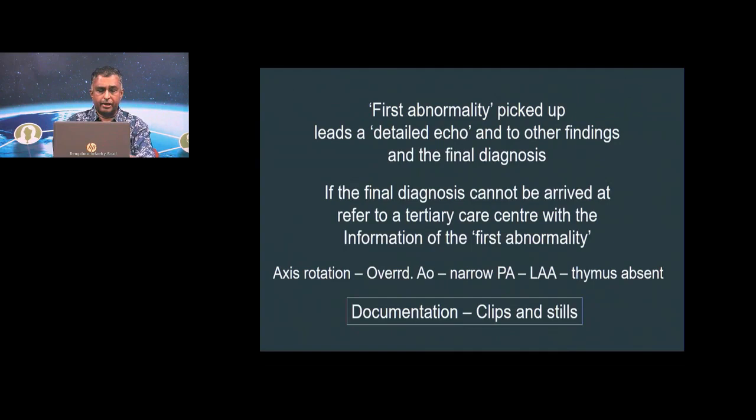An example is an axis rotation. You recognize an overriding artery, then you go to the pulmonary artery, you find the pulmonary artery is narrow, you've looked for the arch, it's left-sided, the thymus is present, your diagnosis now is tetralogy of Fallot, isolated, no other abnormalities. You're going to ask for a karyotype and a conotruncal panel, a FISH for 22q deletion.